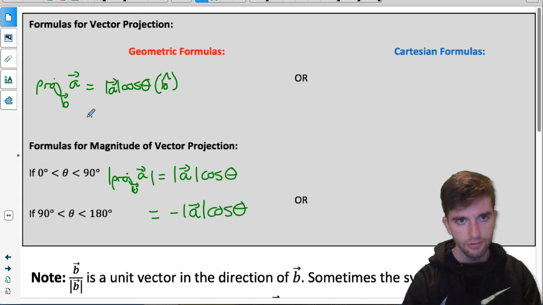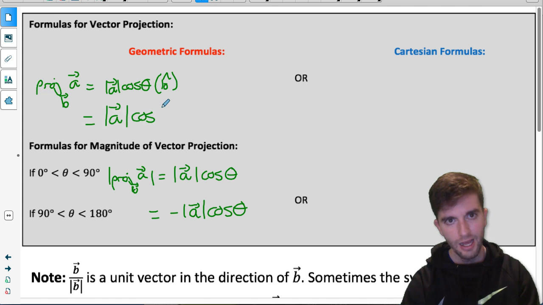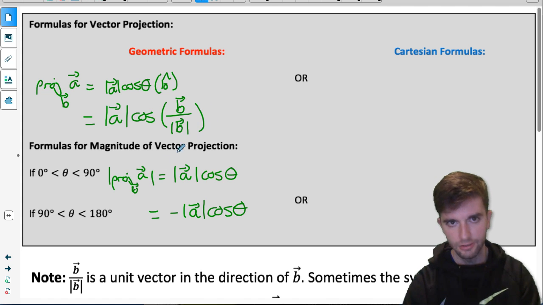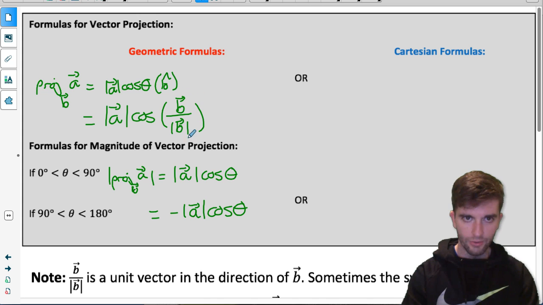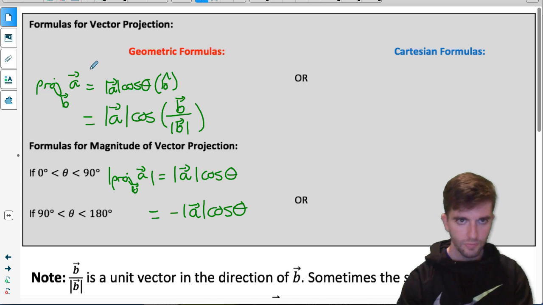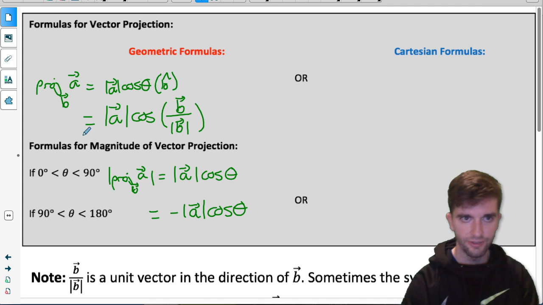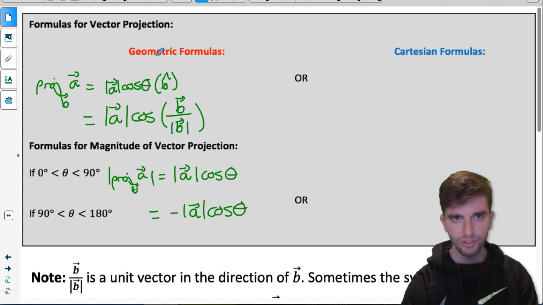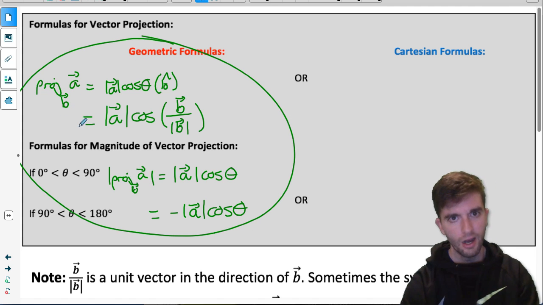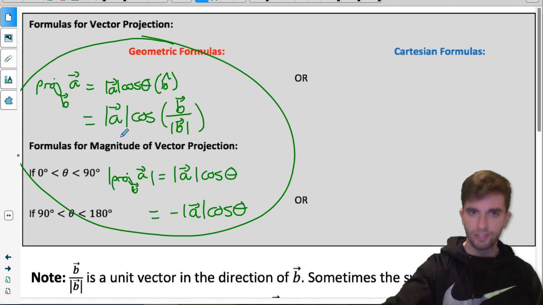Remember unit vector? I could also rewrite that as vector B divided by its magnitude. That's what unit vector B is. That makes it go in the exact same direction as B, but have a magnitude of 1. So either version of this is fine for finding the vector projection of A onto B. So let's see what this looks like in an application question. So let's do a couple applications of vector projections for geometric vectors.